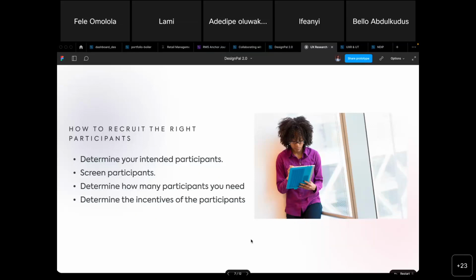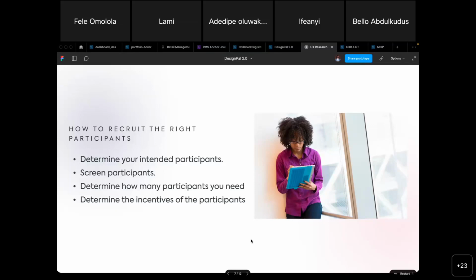Also ask yourself how many participants you need, right? All of this is just part of the plan. You're really trying to know, number one, the kind of participants I want, and number two, how many of these participants I want to recruit.